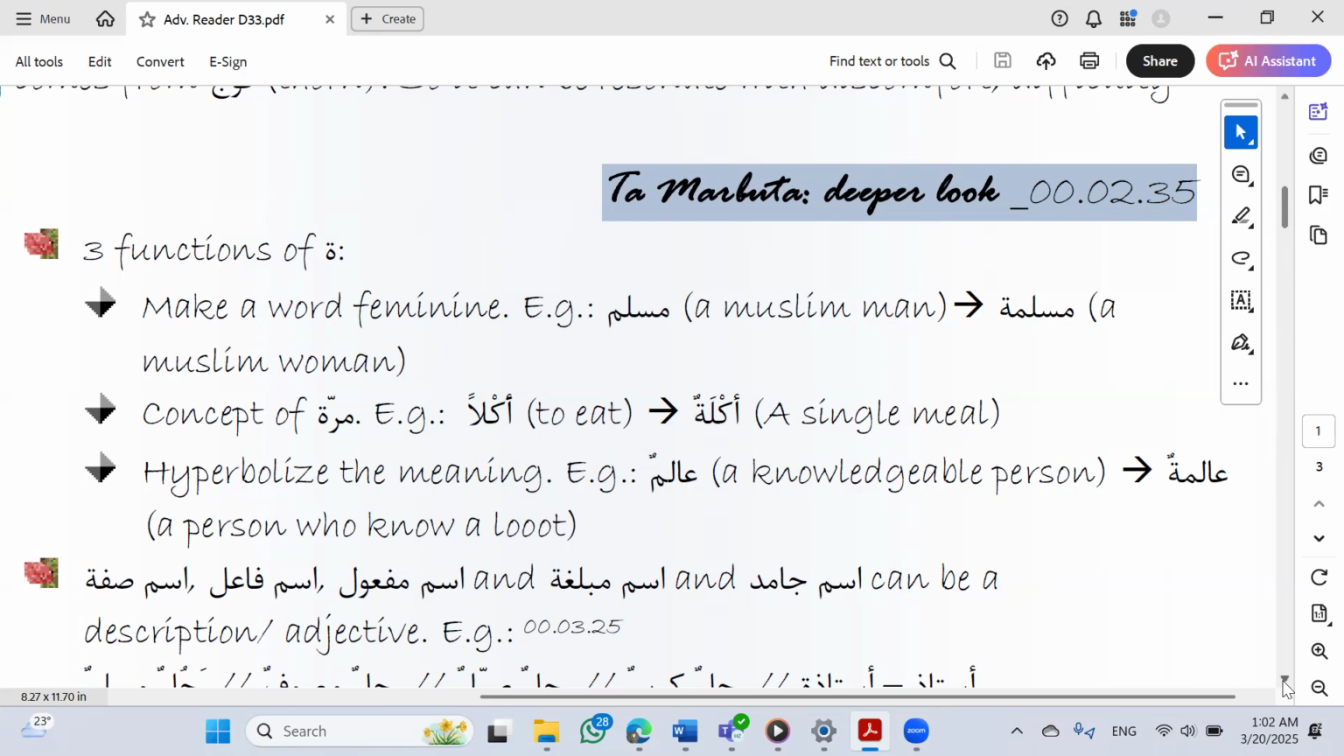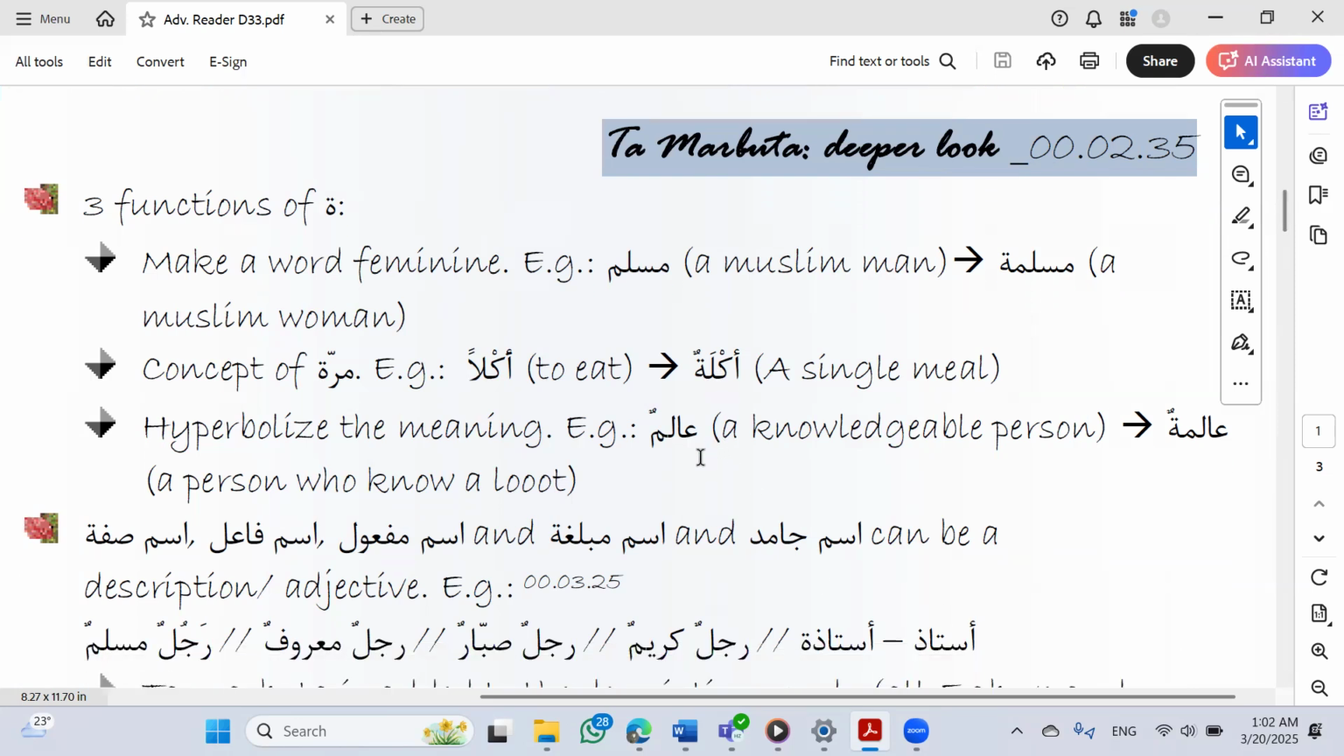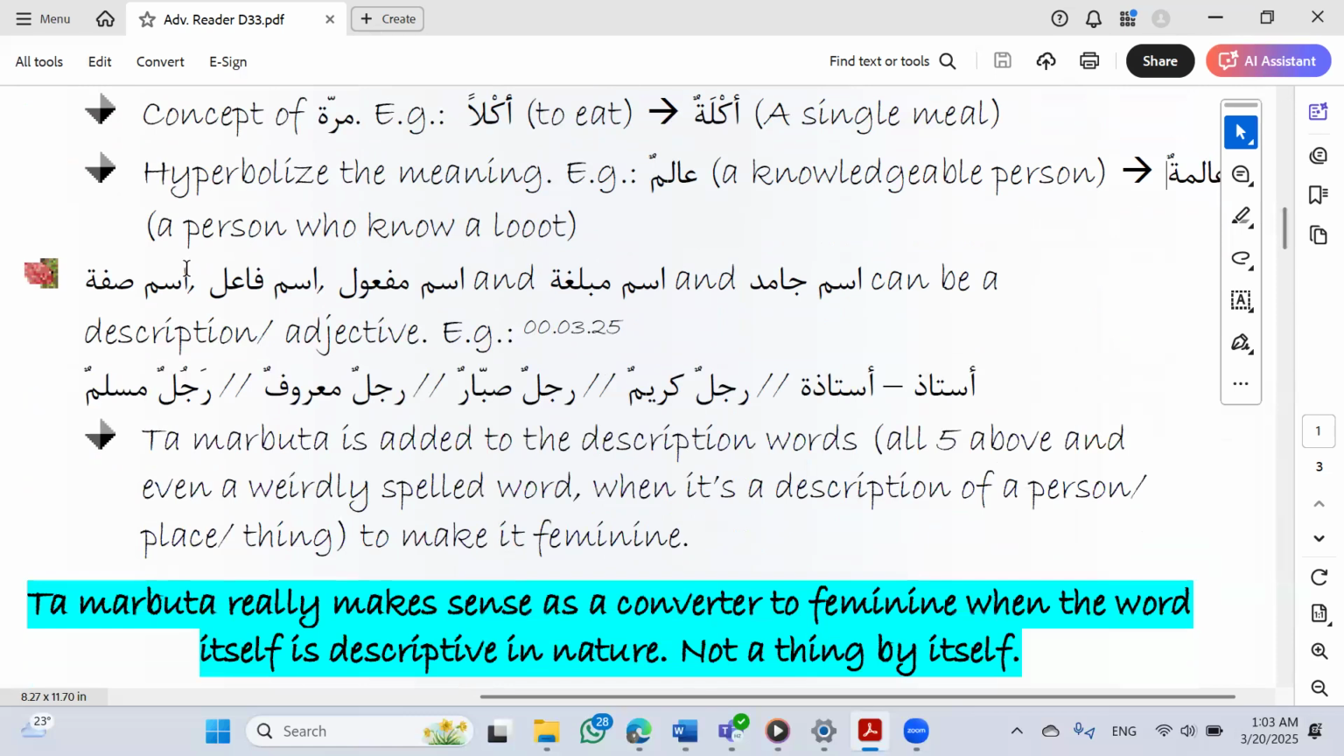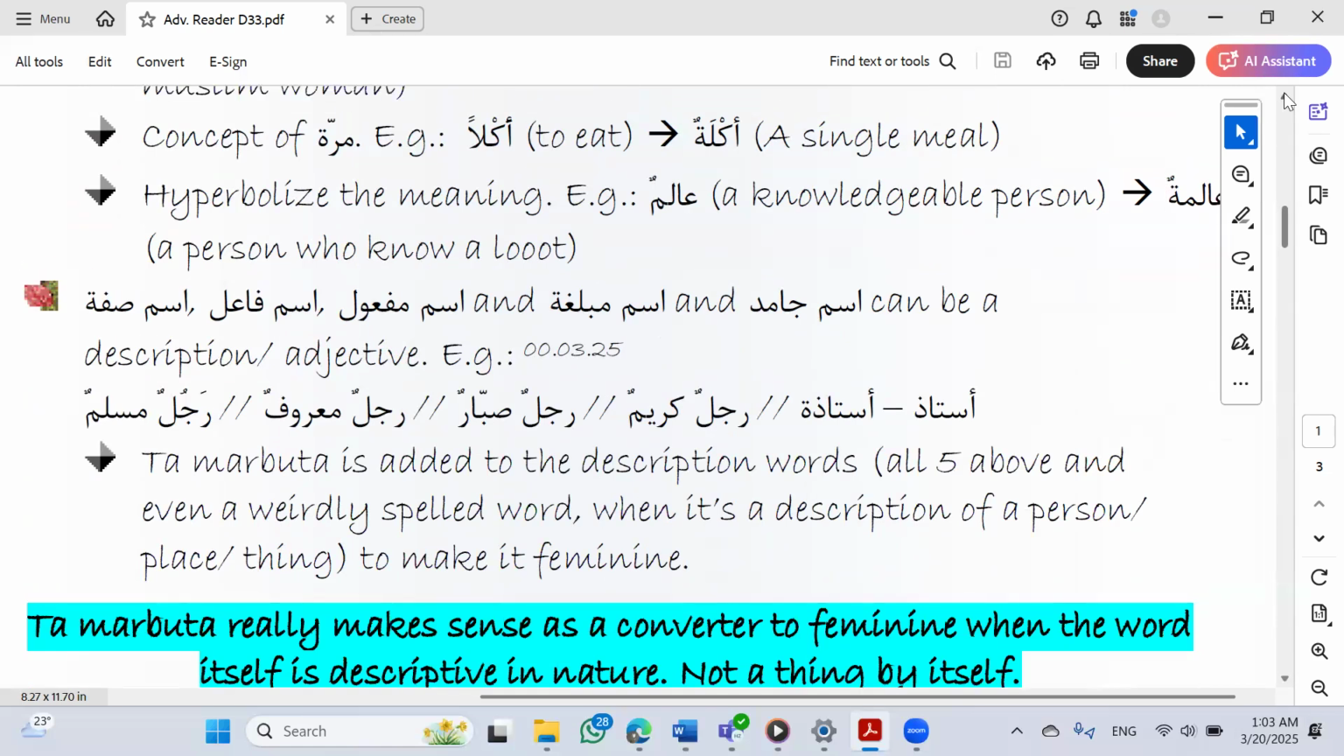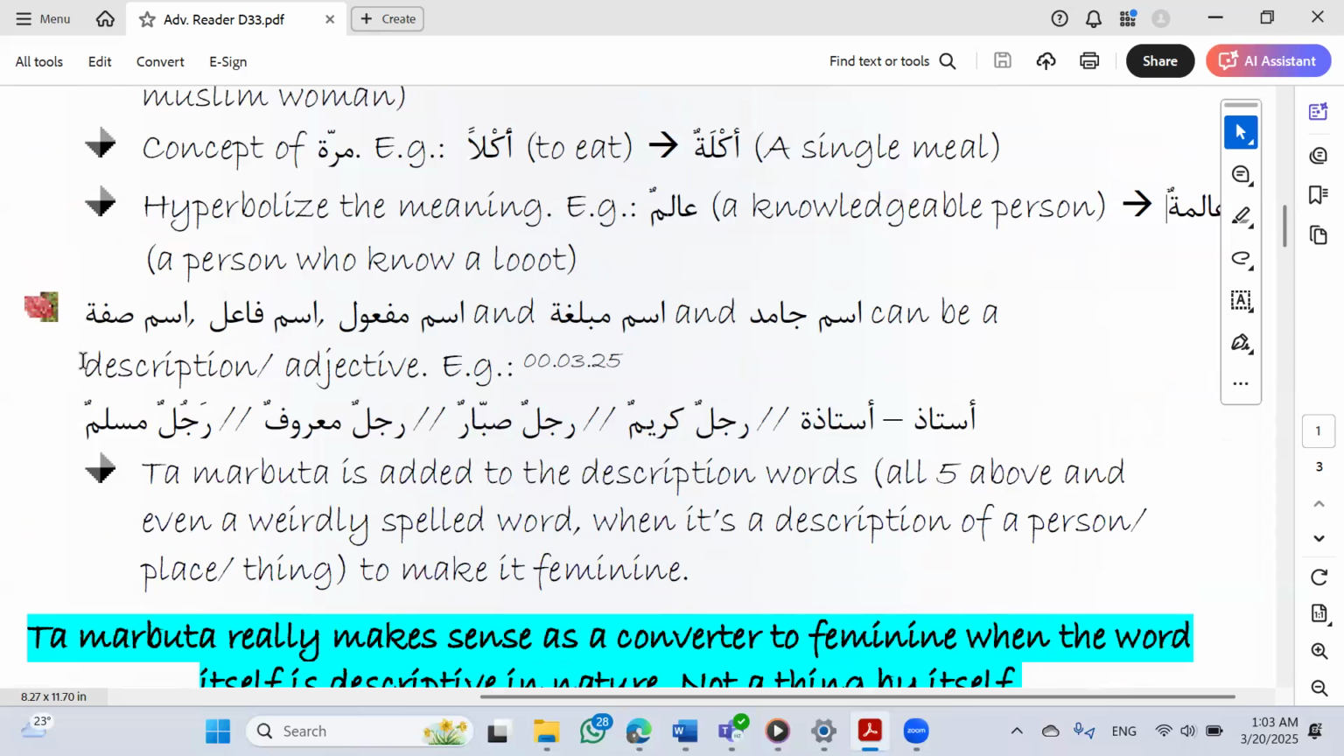So a single event. Hyperbolize the meaning, for example, alimun, a knowledgeable person, becomes alimatun, a person who knows a lot. So this is what Sister Sabiha said, that in this case the marbuta functions as making a word feminine, but based on Ustad's explanation in the class, somehow this is hyperbolized meaning. But let's read more. Then what is the feminine version? Maybe there is more explanation about this, right?